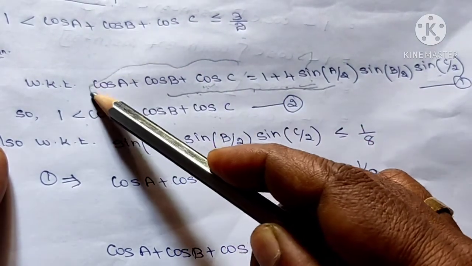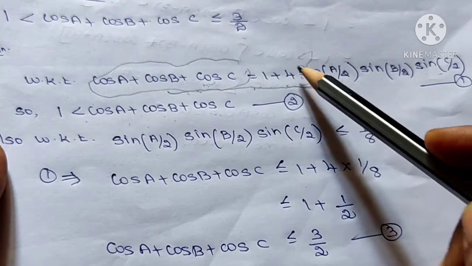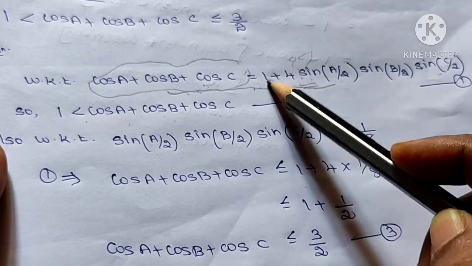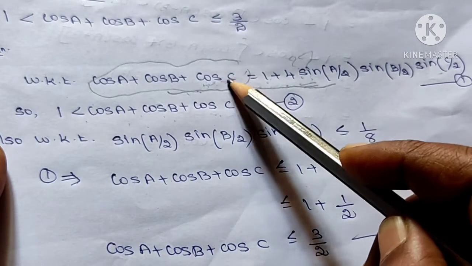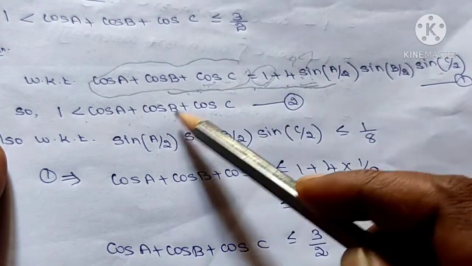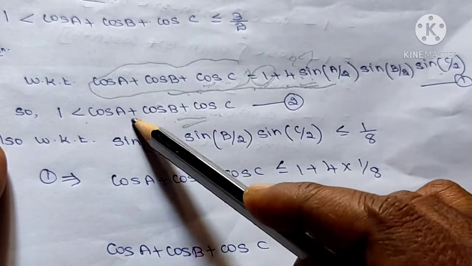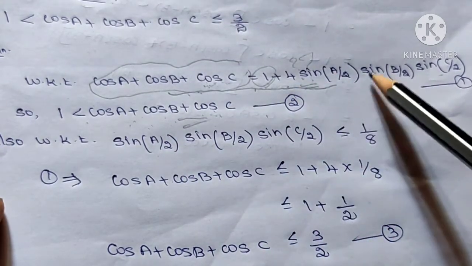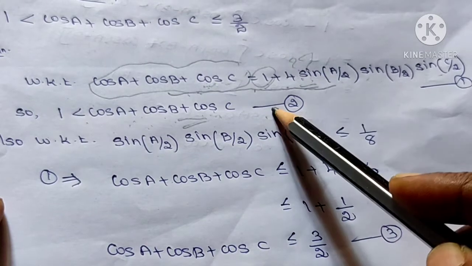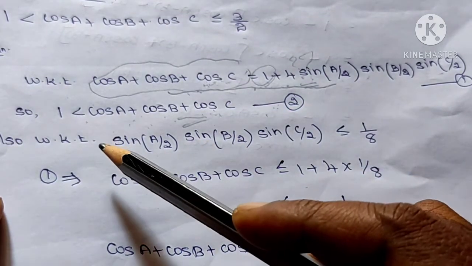Listen, cos a plus cos b plus cos c is 1 plus some more term we added. So the cos a plus cos b plus cos c value is greater than 1 only. So write this result: 1 less than cos a plus cos b plus cos c. Take this as the first equation and this one is the second.